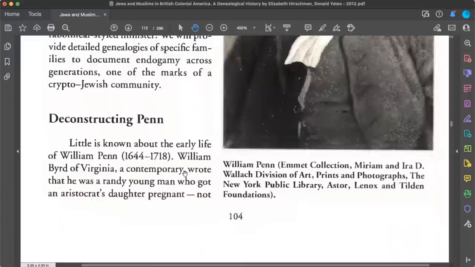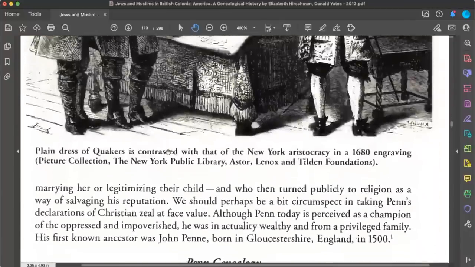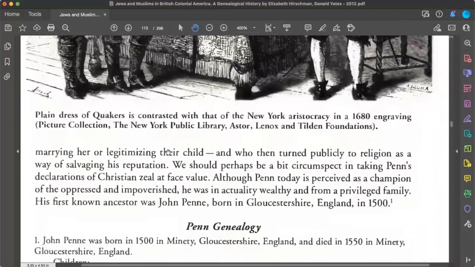William Byrd of Virginia, a contemporary, wrote that he was a randy young man who got an aristocrat's daughter pregnant, not marrying her or legitimizing their child, and who then turned publicly to religion as a way of salvaging his reputation. We should perhaps be a bit circumspect in taking Penn's declarations of Christian zeal at face value. Although Penn today is perceived as a champion of the oppressed and impoverished, he was in actuality wealthy and from a privileged family. His first known ancestor was John Penn, or Penny, born in Gloucestershire, England, in 1500.